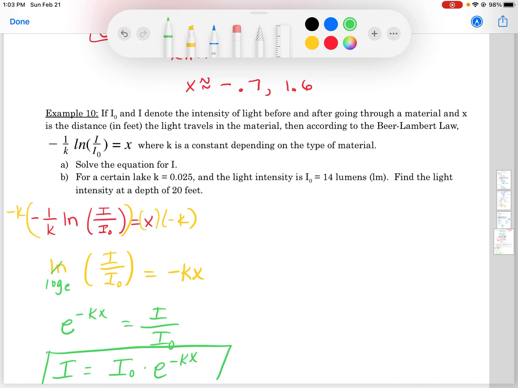Next thing we want to do is if k is equal to 0.025 and the starting light intensity is 14, find the intensity for a 20-foot depth. Okay, so we're just plugging in here. So we want to find I. If I sub O is 14, e to the negative k is 0.025, and x we said was the distance, which is 20. So really this is just relying on our calculator here.